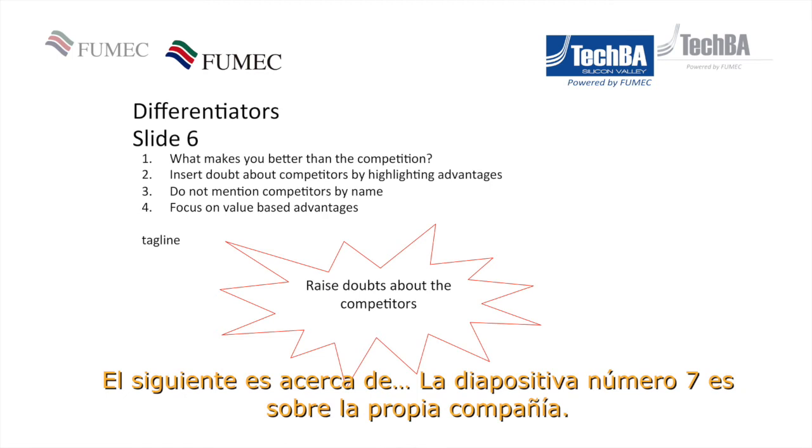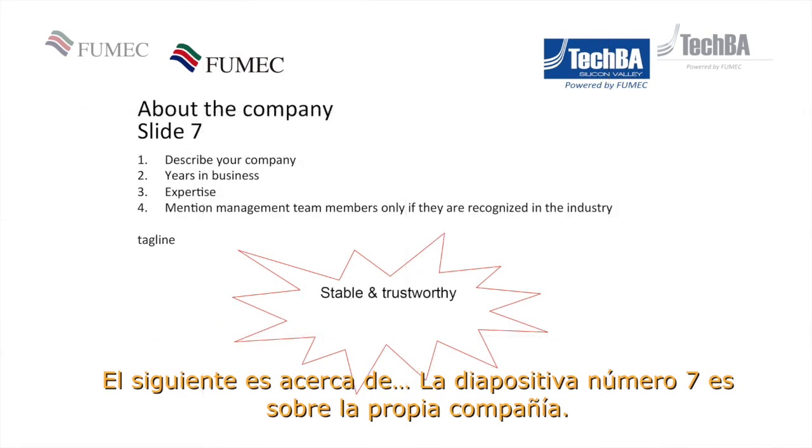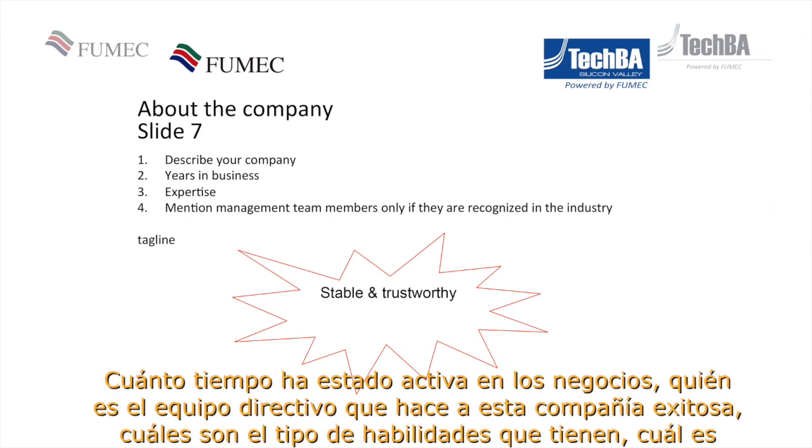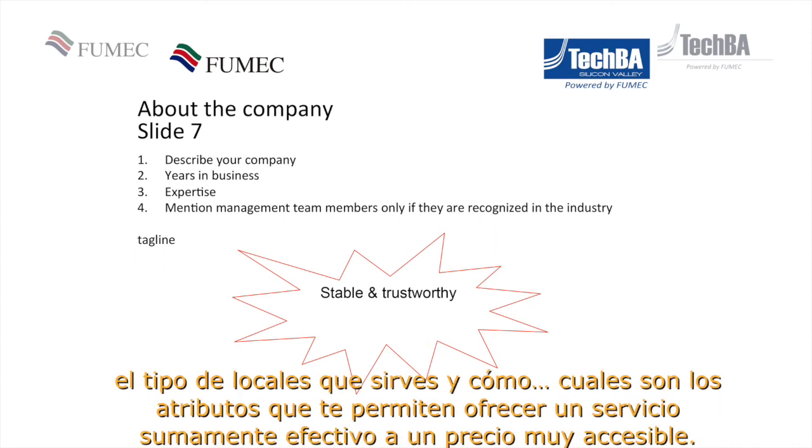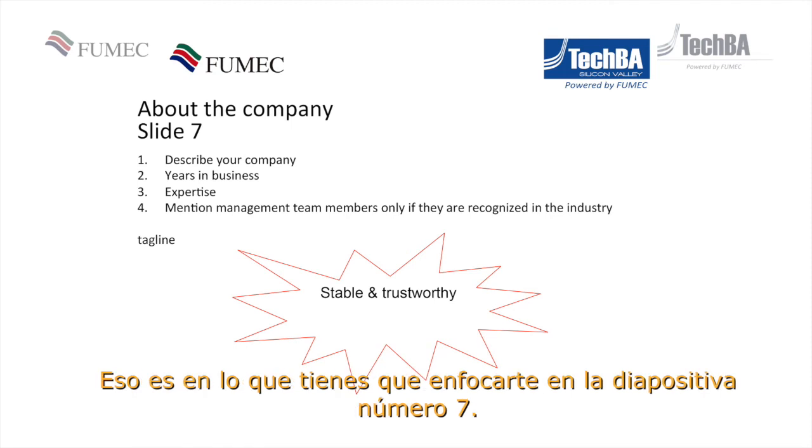The next one, slide number 7, is about the company itself. How long has it been in business? Who are the key management team that makes this company successful? What are the kinds of expertise that you have? What are the kinds of locations that you serve? And what are the attributes that allow you to provide a very effective service at a very affordable cost? Those are the things that you have to really focus on in slide number 7.